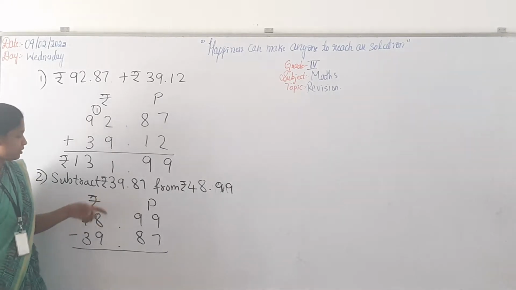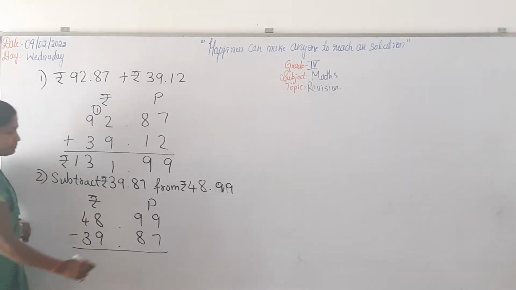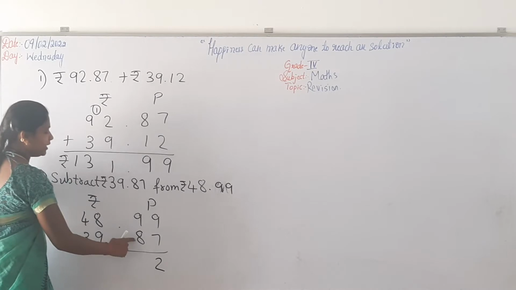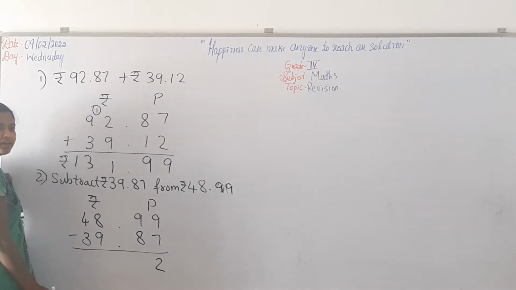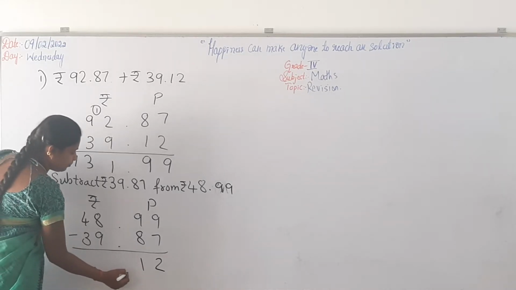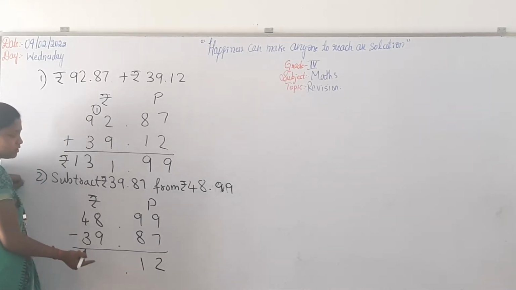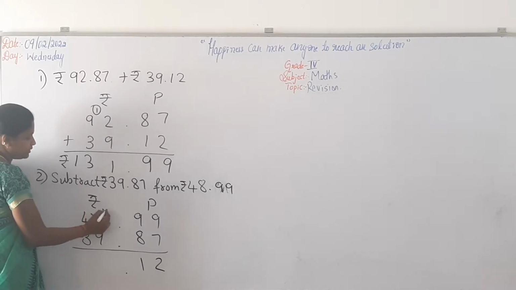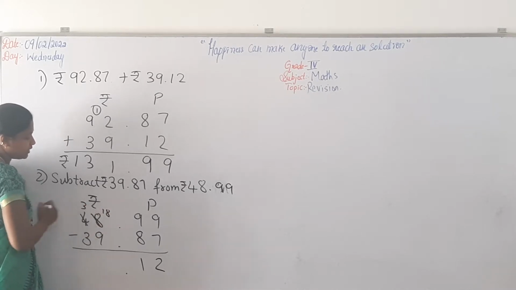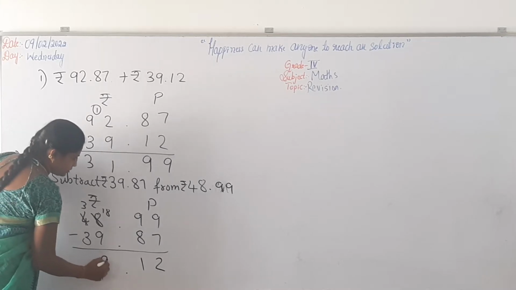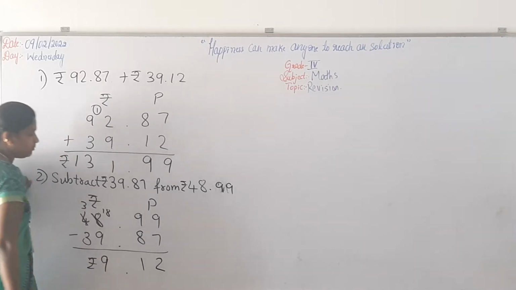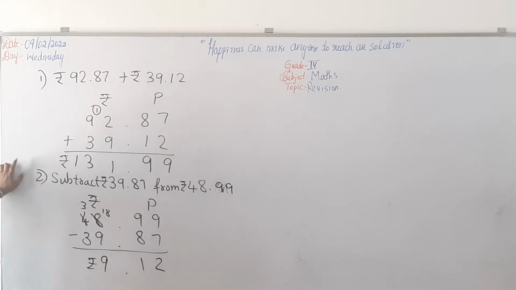So 9 minus 7? 2. 9 minus 8? 1. 8 minus 9? You can't do. You will take carry. This will be 18 and this will be reduced to 3. What is 18 minus 9? 9. 3 minus 3? 0. The answer is rupees 9.12. So this is how we do addition and subtraction without conversion.